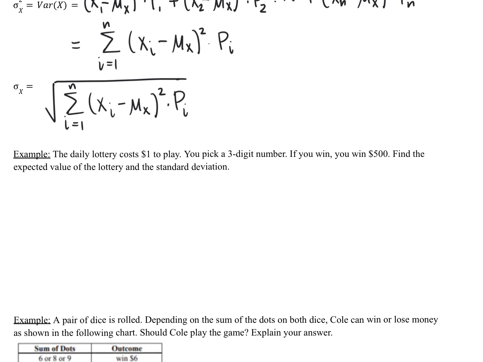My standard deviation is just the square root of that sum. So let's do an example where we find our expected value and our standard deviation. So the daily lottery costs $1 to play. You pick a 3-digit number. If you win, you get $500. So we want to find the expected value of the lottery and the standard deviation.